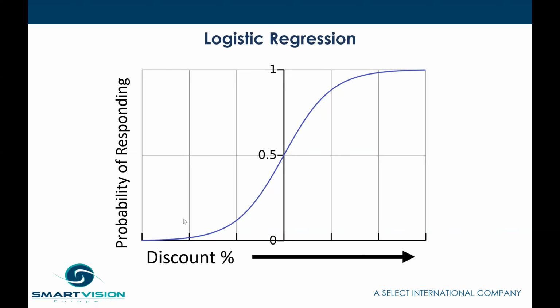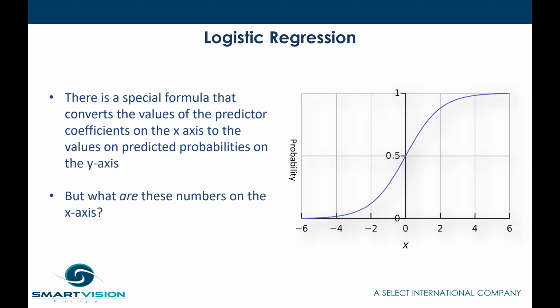Probability of responding. So in the same sense, if we want to look at the probability of relapsing on the treatment, we've got some sort of health condition measured by BMI or cholesterol, something like that. The probability of relapse might increase dependent upon that value. So this is exactly how logistic regression works. So the question is, what are these numbers on this x-axis?